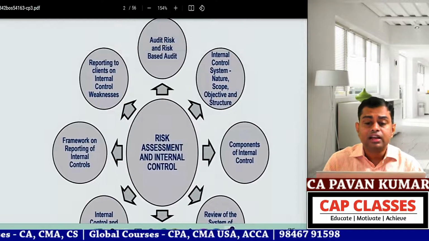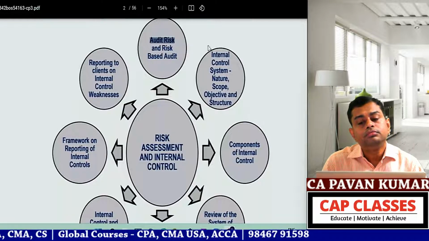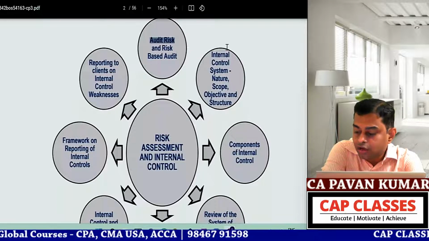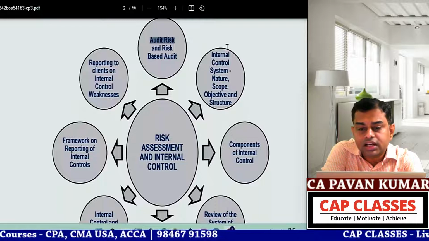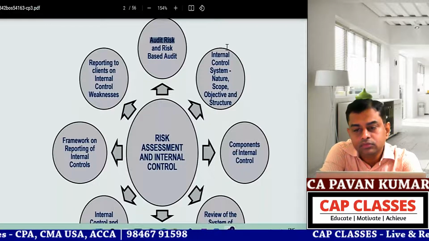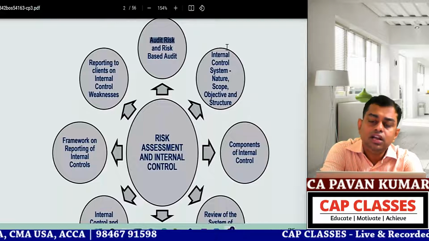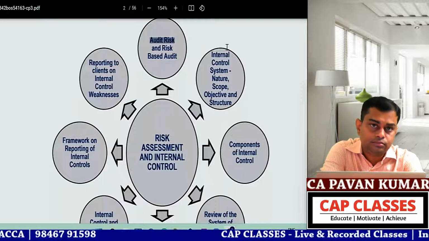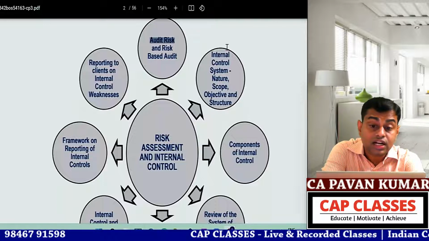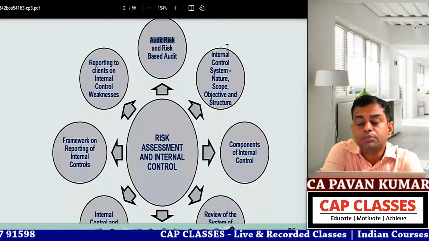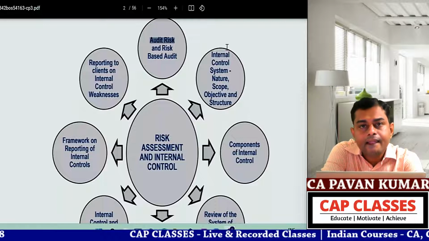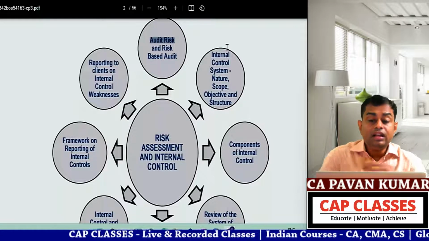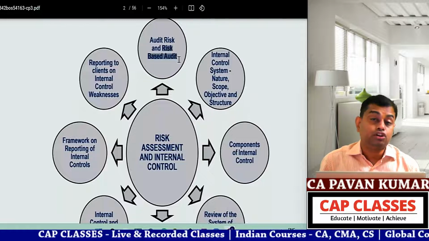Now if you look at this diagram, audit risk, already we know. How many components of audit risk are there? 3 components. What are they? Inherent risk, control risk, detection risk. Inherent risk and control risk put together is known as what? RMM, risk of material misstatement. Correct. Then risk-based audit. Put a star mark, important question.